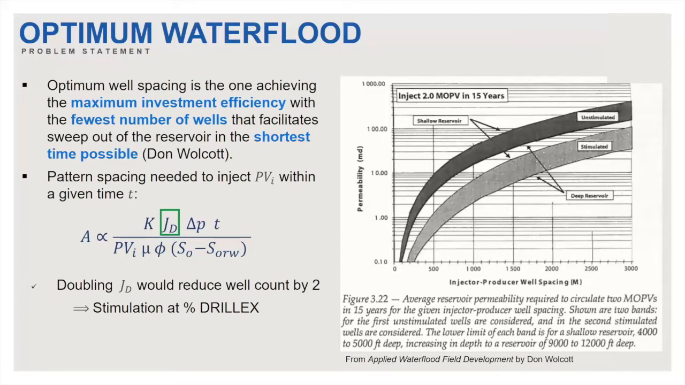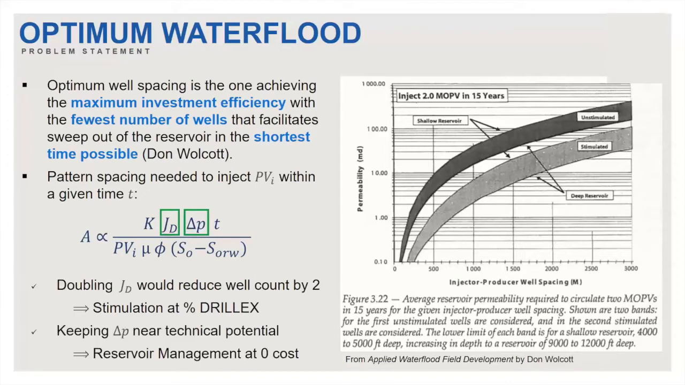So hence the focus on stimulation, which comes as a fraction of the cost of drilling a well. You can also see in the numerator delta P, which is the pressure lost between injector and producer. That indicates that the operator should keep delta P near technical potential to maximize benefits. So for example, practically speaking, we're talking about injecting as close as possible to frac pressure and producing at the minimum safe bottom hole flowing pressure.